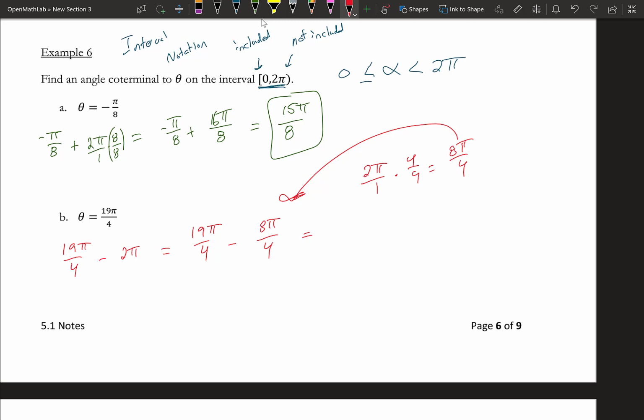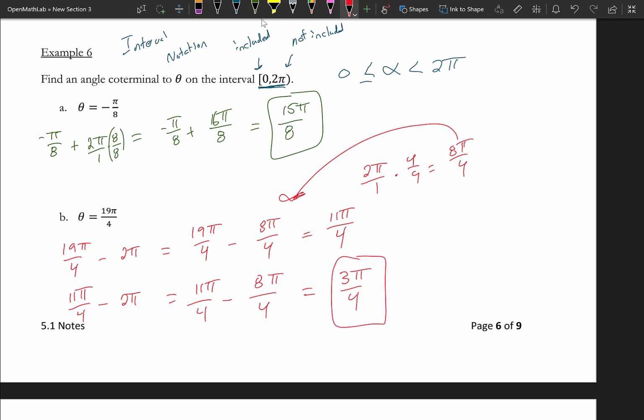So doing this, 19 pi minus 8 pi is 11 pi, and this would be over 4. And this is still greater than 2 pi, right? Because 2 pi we said is equal to 8 pi over 4. So 11 is bigger than 8, right? So we can take 11 pi over 4, subtract off another 2 pi, which would be 11 pi over 4 minus 8 pi over 4, which equals 3 pi over 4, right? And that's less than 1 pi, so it's definitely less than 2 pi. So that's within our interval, right?